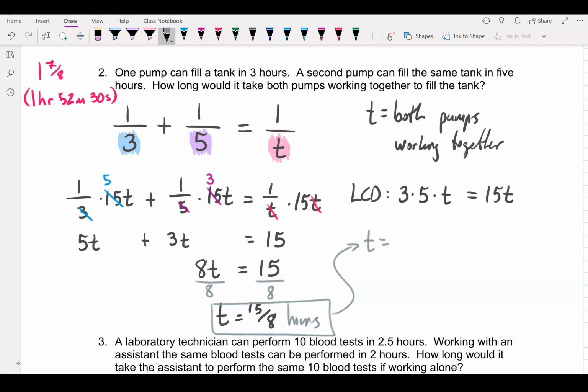So if the time is 15/8 hours, 15/8 as a decimal is 1.875 hours, which is still okay. Not the best way to represent it. What I would recommend you do, take that decimal piece, 0.875, and multiply it by 60. All right, this is hours. Multiply it by 60 because there's 60 minutes in an hour.